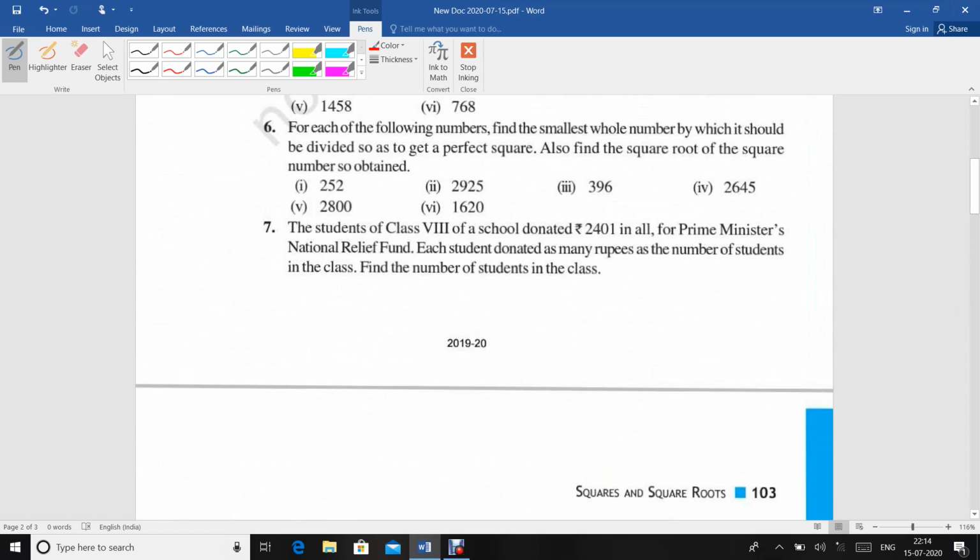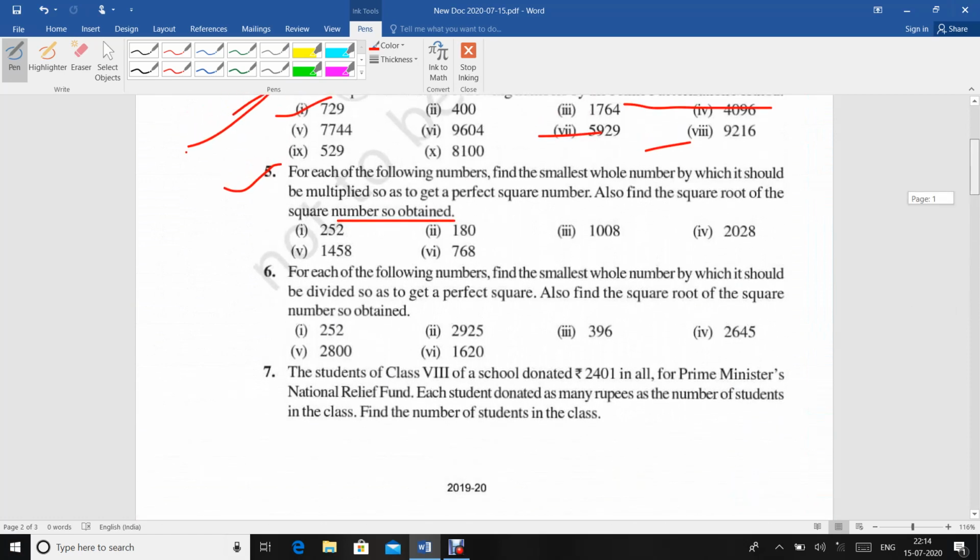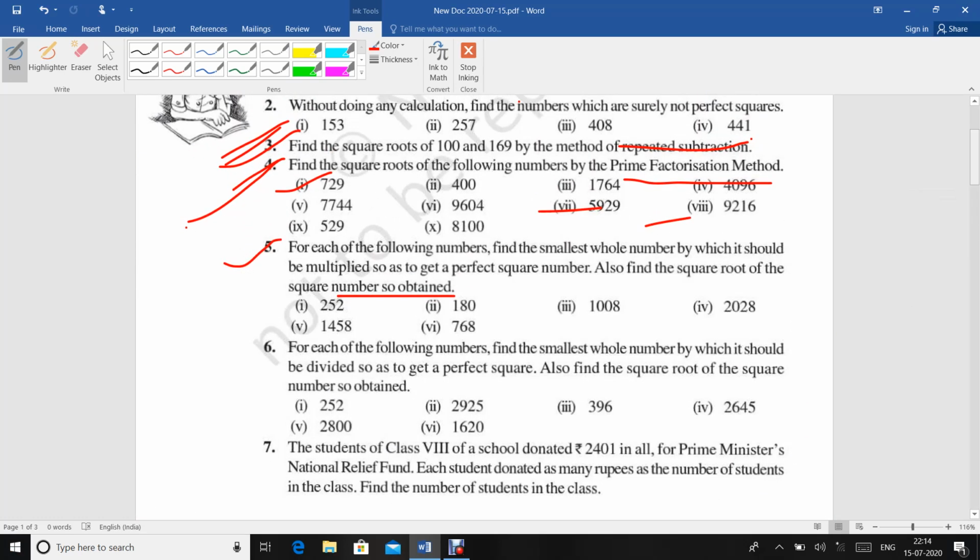One more thing, you can do all the questions in a similar way, and you have to try yourself. The next question is: for each of the following numbers, find the smallest whole number by which it should be divided so as to get a perfect square. Also find the square root of the square number so obtained.